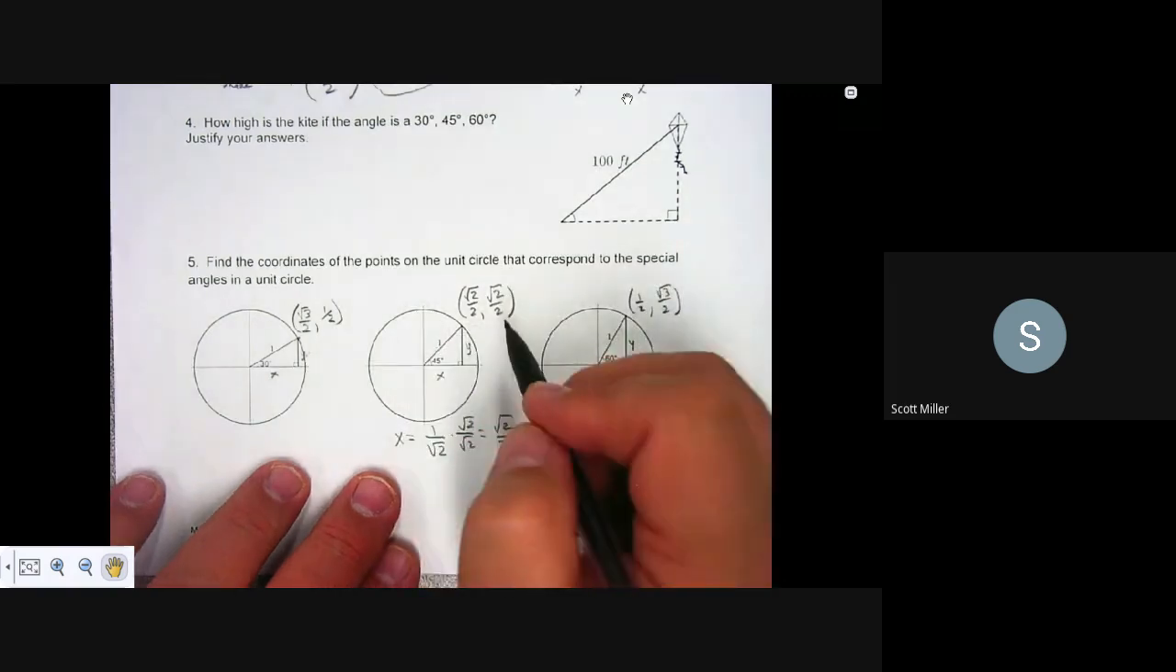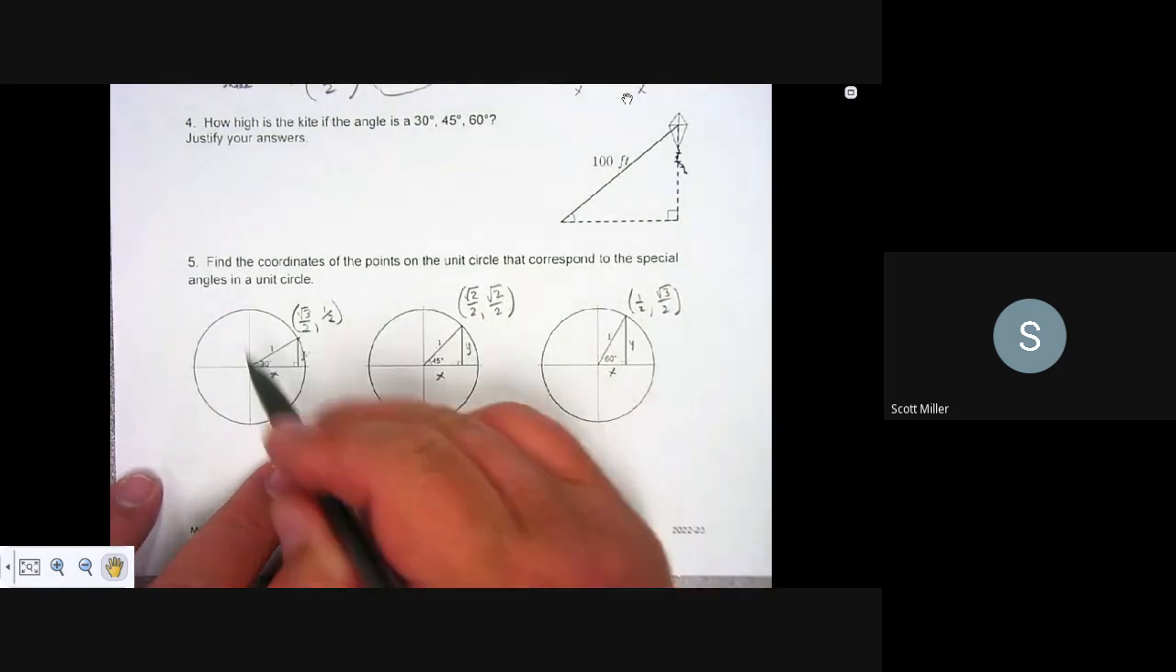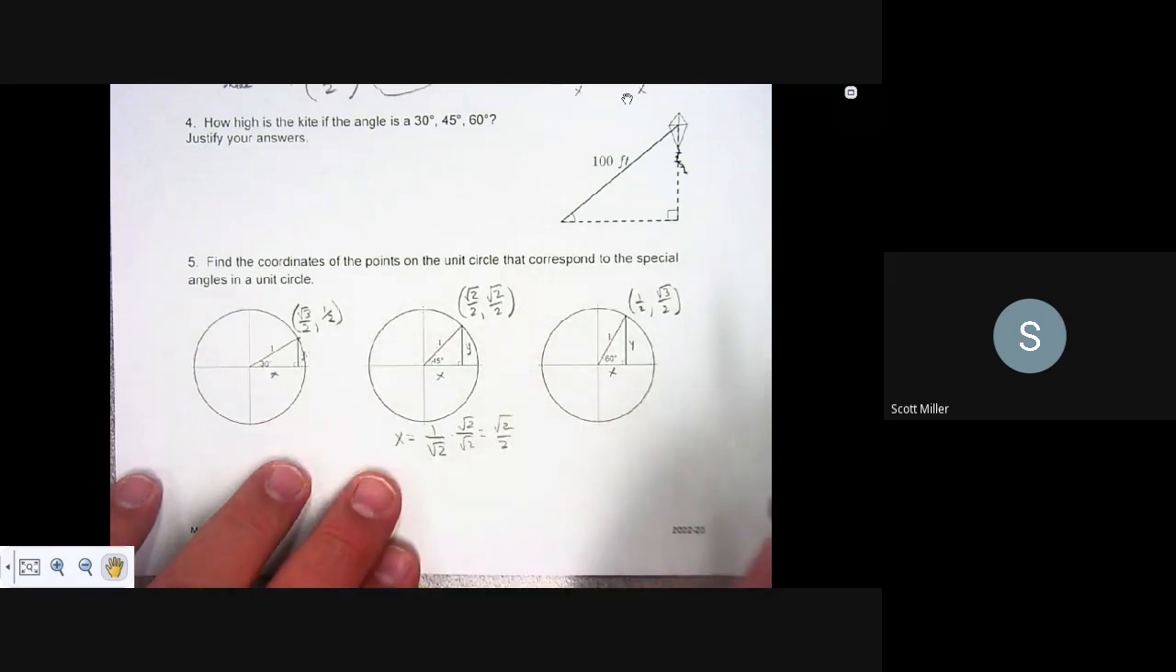So you're going to be asked to probably start building your unit circle with this concept. So that's where those numbers come from.